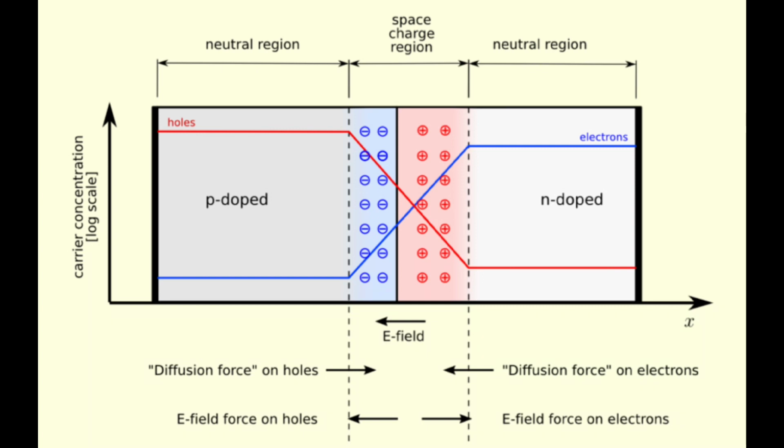A PN junction is the building block of many semiconductor devices like diodes, transistors, IC chips, etc. A clear understanding of the junction behavior is important to analyze the working of other semiconductor devices. Here now we are considering PN junction formation.